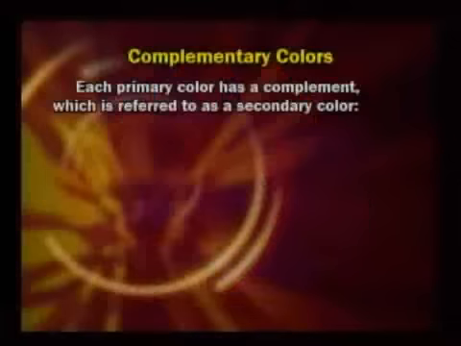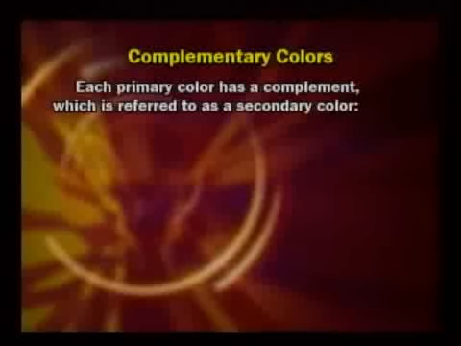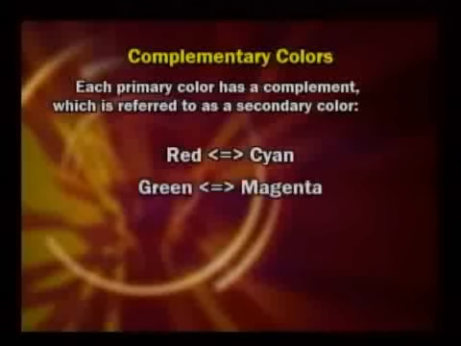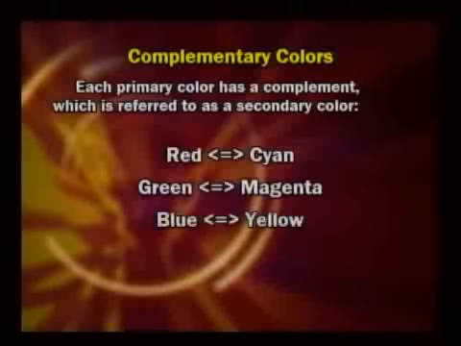Each primary color has a complement, also referred to as a secondary color. And we need to memorize this, so everybody pay close attention. The opposite or complementary color of red is cyan. The opposite or complementary of green is magenta. The opposite or complementary of blue is yellow. This is going to be really important once we jump into Photoshop, because we're going to utilize these principles to try and make our photos look better. So memorize that. Quick quiz.